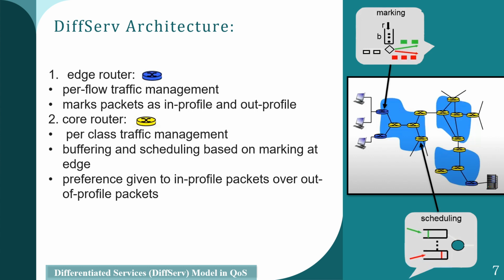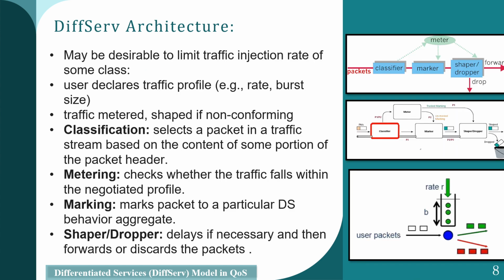As you can see in the given picture, there are three PCs. There are three edge routers, and the remaining are core routers. The marking happens at the edge router, and the scheduling happens at the core routers. It may be desirable to limit the traffic injection rate of some classes. Users declare traffic profiles, and traffic metering and shaping is done per the configuration.